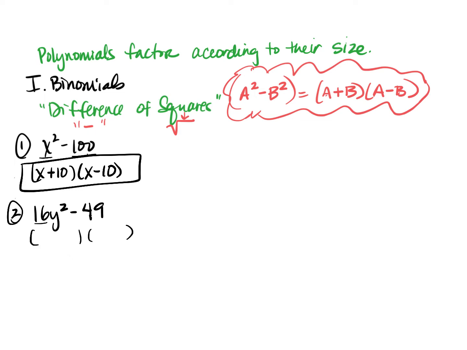So let's do this. The square root of 16 is 4. The square root of y squared is y. The square root of 49 is 7, so I'm going to put plus 7. Then I'm going to do the same thing over here, but I'm going to put a minus in there. And that's it. That's your difference of squares. Now, let's look at the next one here.